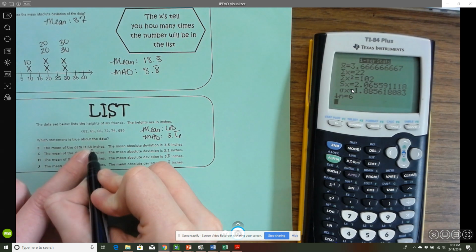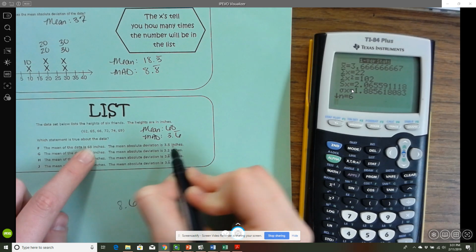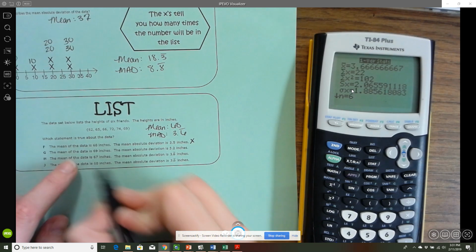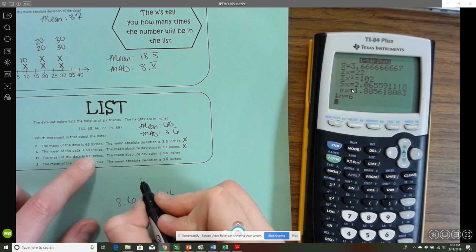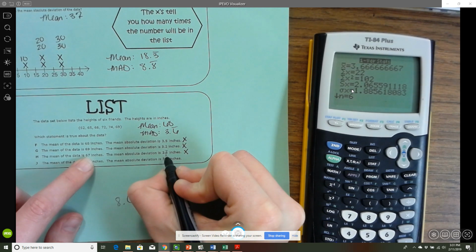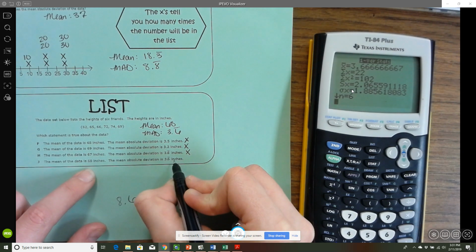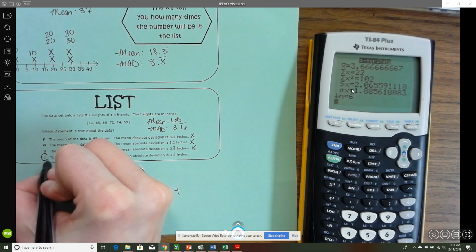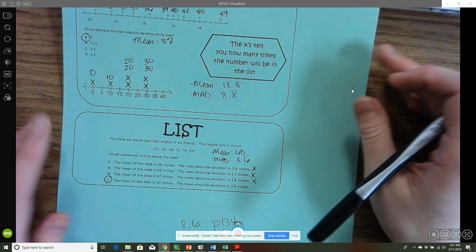So this one says the mean is 68, that's true, but it says the mean absolute deviation is 3.5. So I don't think that's the right answer. This one says the mean is 69, so my mean is 68. This one says the mean is 67, but it's got the MAD right. This one says the mean is 68 and the MAD is 3.6 repeating. So both of those match up to what I need. So that's it for this video.